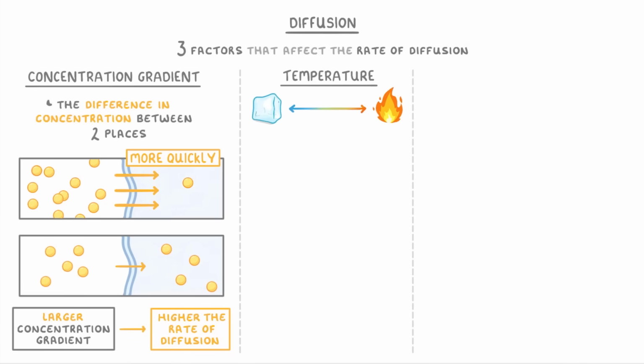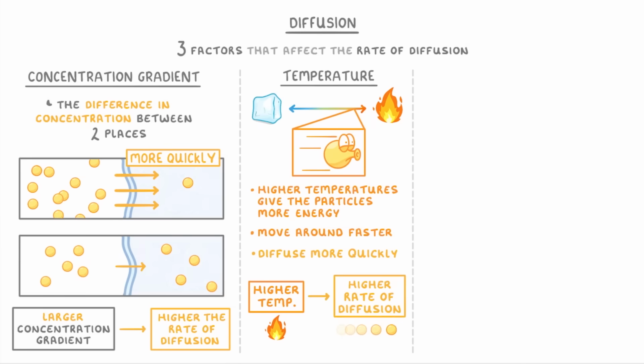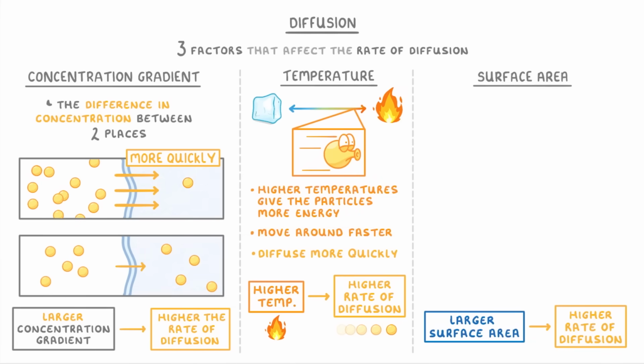The next factor is temperature, which is important because higher temperatures give the particles more energy. And this means that all the particles will move around faster, and so overall they'll diffuse more quickly. So a higher temperature means a higher rate of diffusion. The last factor is the surface area. And the rule here is that the larger the surface area, the higher the rate of diffusion.